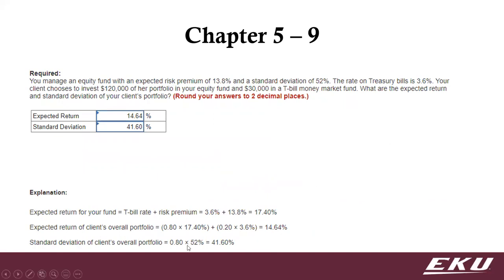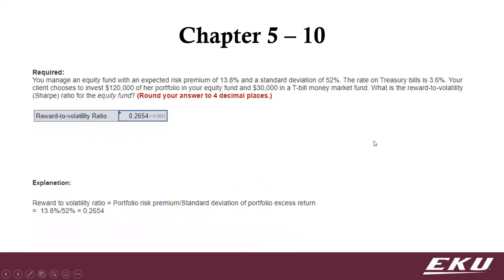This one already has the answer down here to show how you can calculate that given the information presented. And this is the same in 5.10. All the information is already here. Remember, the Sharpe ratio is just the risk premium divided by the standard deviation of the portfolio return, which is our measure of risk. So that's why I say reward to volatility. The reward is your excess return, and the volatility is that measure of noise. And that's all of chapter 5.